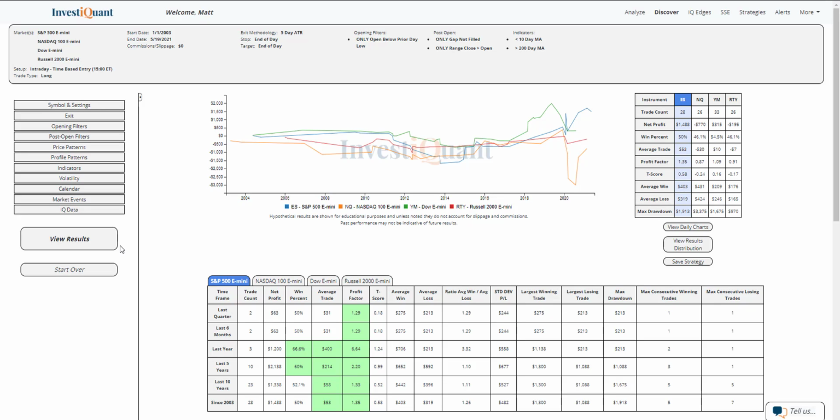If we look at the average win and average loss, the average win has been larger in the S&P. It's very similar in size for the NASDAQ and the Russell. And then the Dow has seen larger average losses historically. But we've got very mixed numbers here on this pattern.